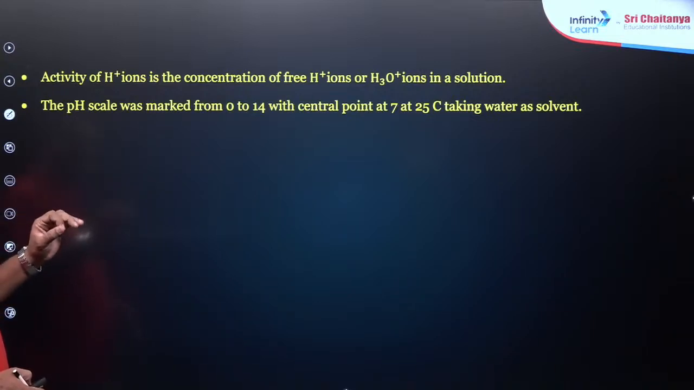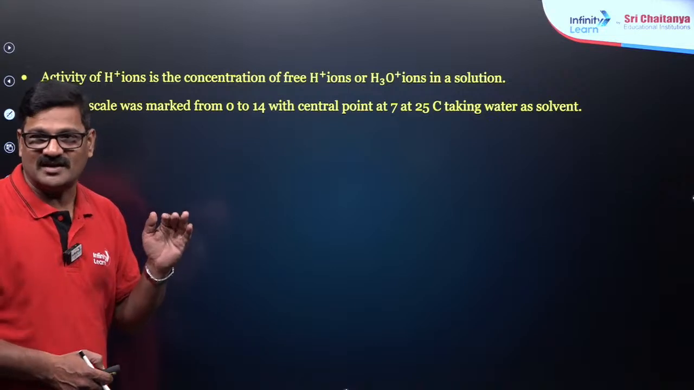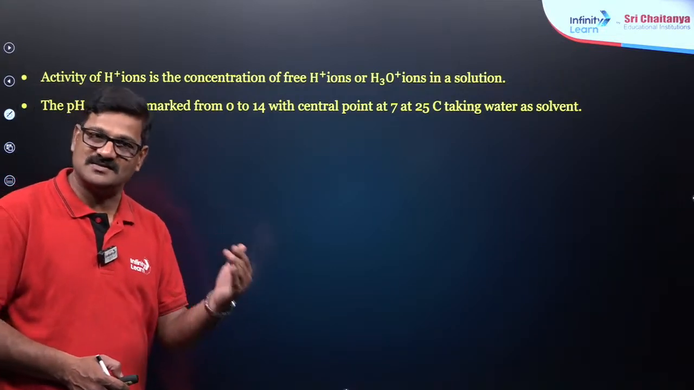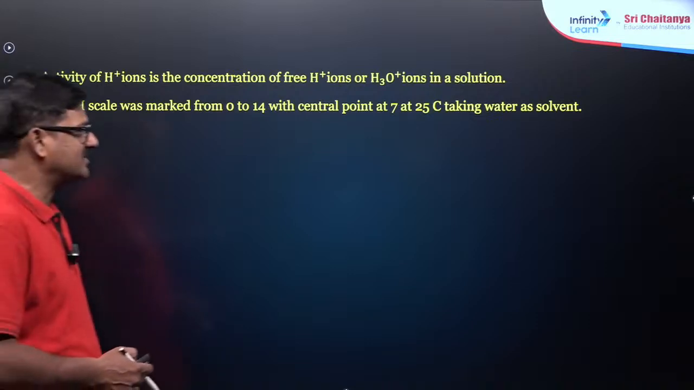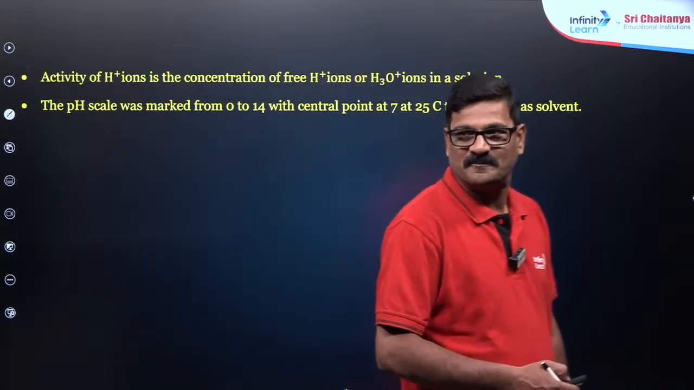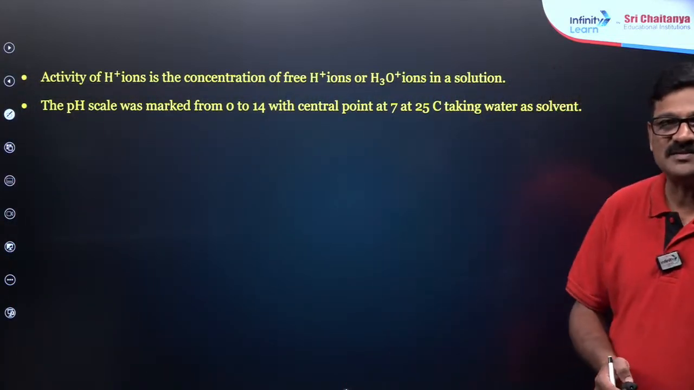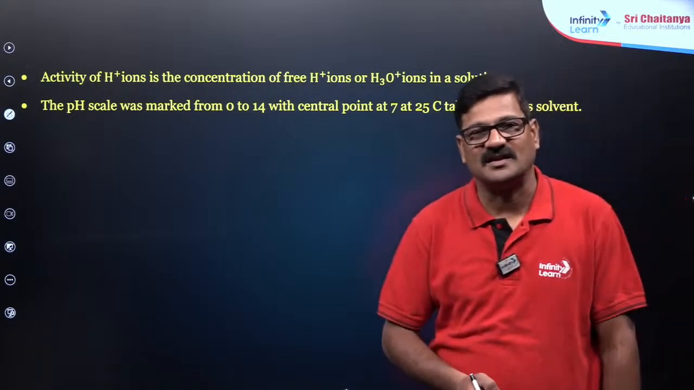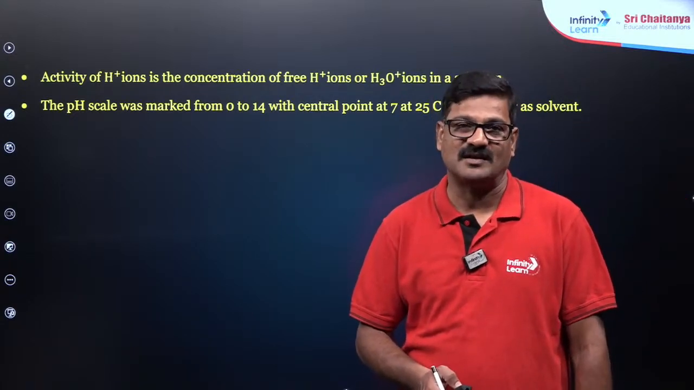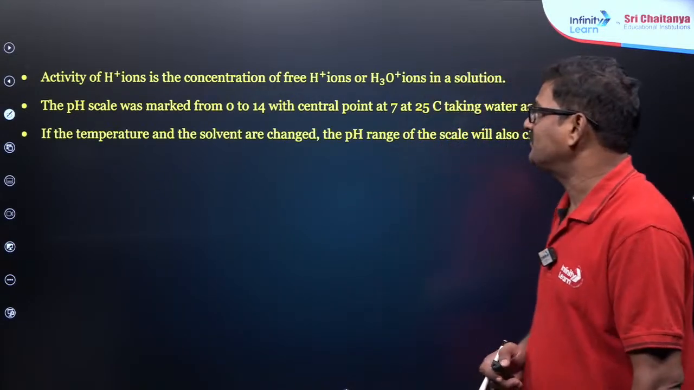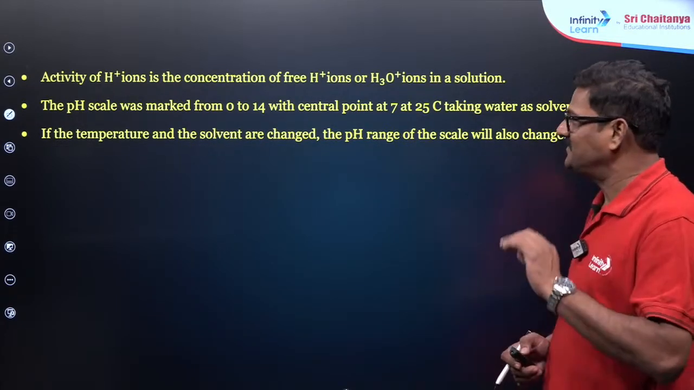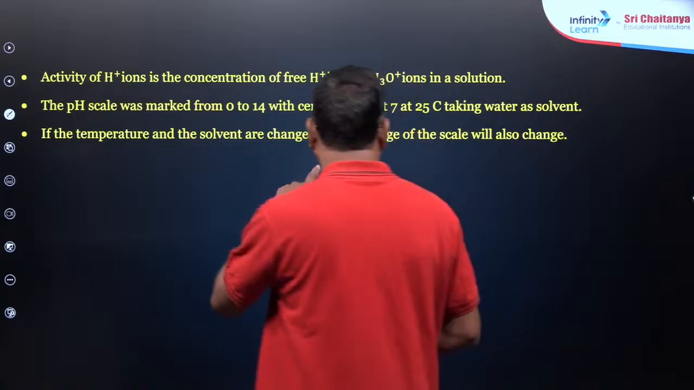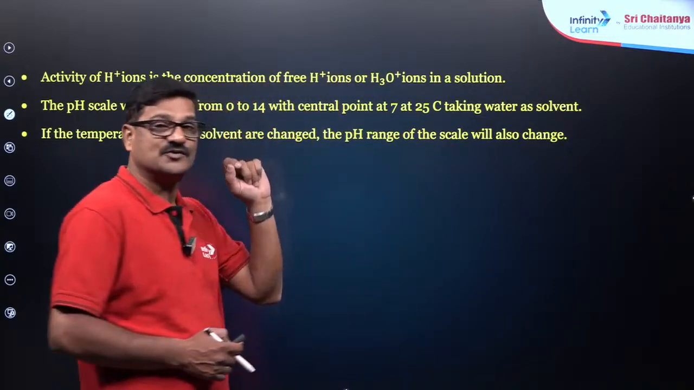So the pH scale marks from 0 to 14. It cannot come below 0 and cannot go beyond 14. The neutral point is 7 at 25 degrees centigrade, taking water as the solvent. The pH scale you use applies only to aqueous solutions. And if the temperature and solvent are changed, the pH range of the scale will also change.